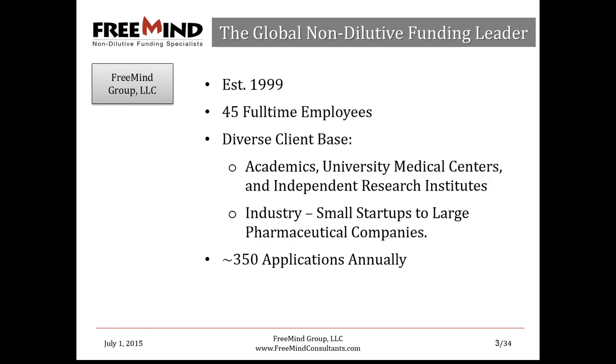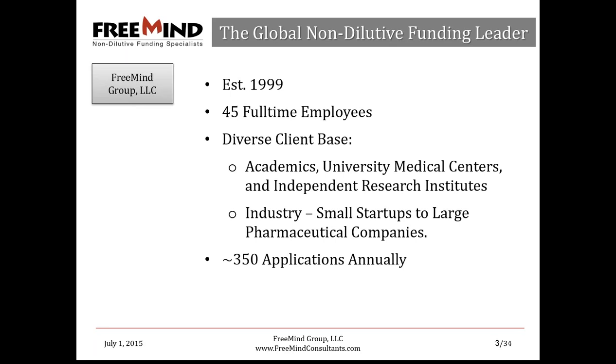So a few words about who we are before we start. The FreeMind Group is a consultancy, and what we do is we help our clients raise funding from non-dilutive sources, various different sources. Today we'll be discussing one of those specific sources, and those are SBIRs and STTRs. And we've been doing this for about 16 years now. Actually, this says 45, but I think we have 47 full-time employees at the moment, so I'm sorry about that.